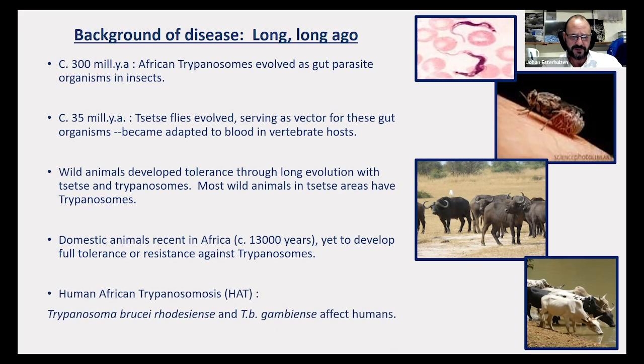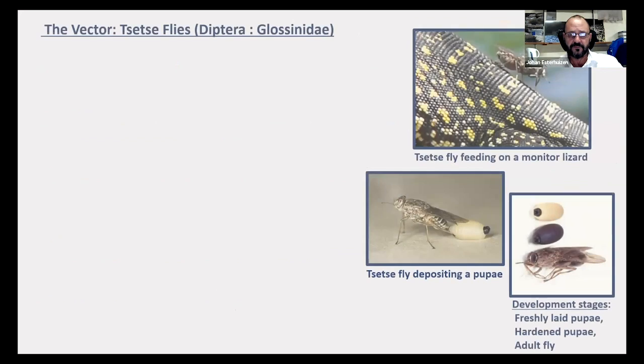In human African trypanosomosis, there's only 2 species of a parasite which affects humans. Again, this is also a fairly recent evolutionary development with these 2 species, which is Trypanosoma brucei rhodesiense and Trypanosoma brucei gambiense, which affect humans.